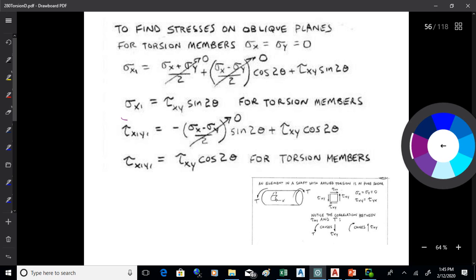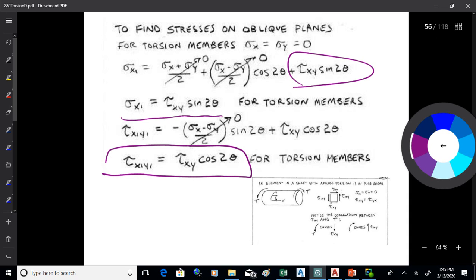So here's the equation for normal stress. It's just tau xy sine 2 theta. It's the third term of the full biaxial normal stress equation, because the other two zero out. And then the shear is just tau xy cosine 2 theta. And that's about it. That's the second term of the full shear equation.